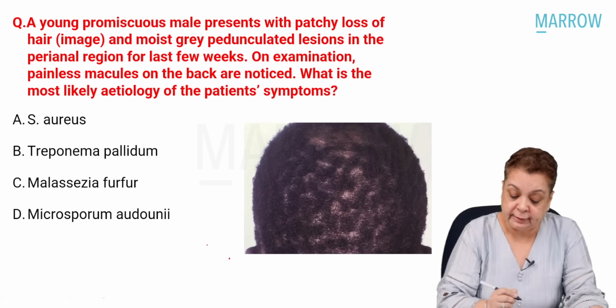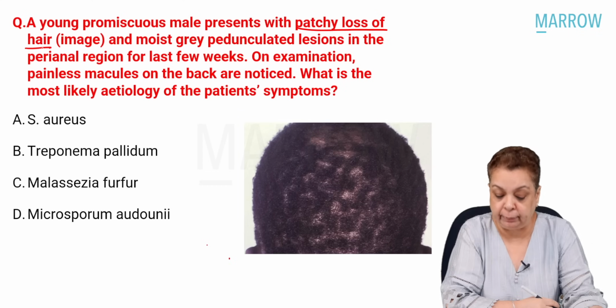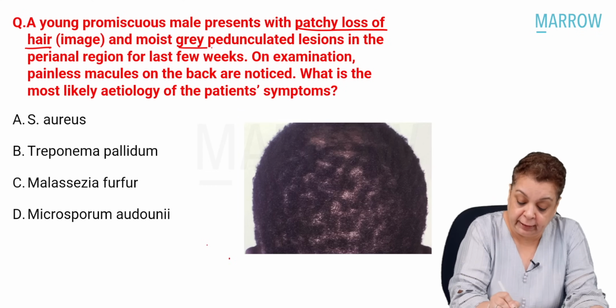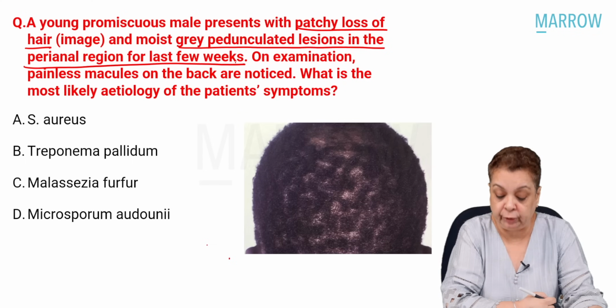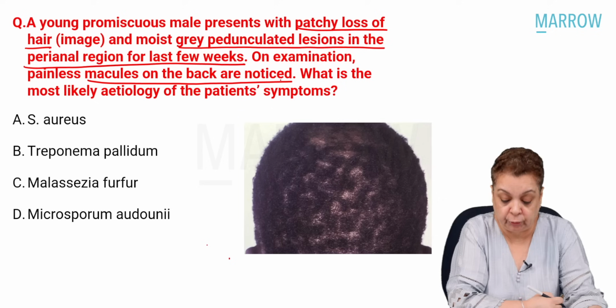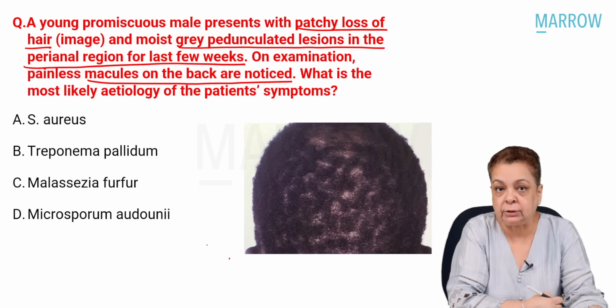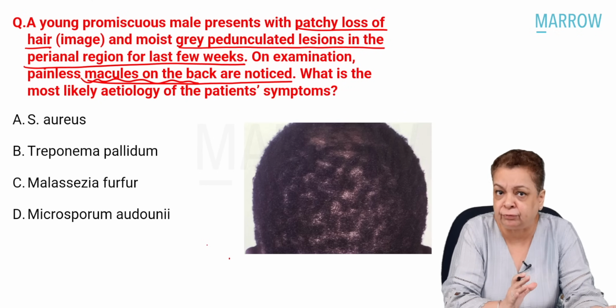A young promiscuous male presents with patchy loss of hair as shown in the image and moist grey pedunculated lesions in the perianal regions for the last few weeks. On examination, painless macules on the back are noticed. What is the most likely etiology of the patient's condition? Now, this question also confused many students. Some of them marked Malassezia. What does Malassezia cause? It just presents as these macules on the back, pityriasis versicolor.